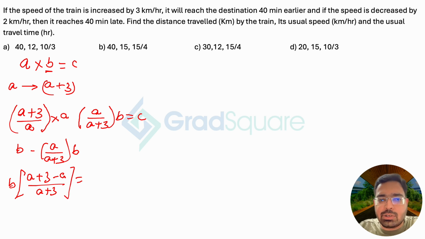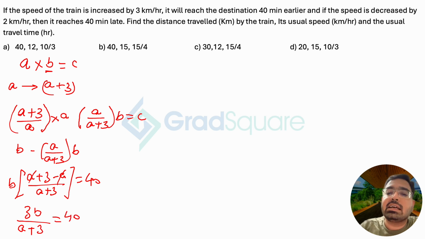And this value is given to me in the question, which is 40. So A will get cancelled out. So I will get my first equation, which says what? 3B divided by A plus 3 should be equal to what? 40, right? This is my first equation. Now, similar to this, we can generate another equation where the speed is decreased by 2 kilometers per hour.